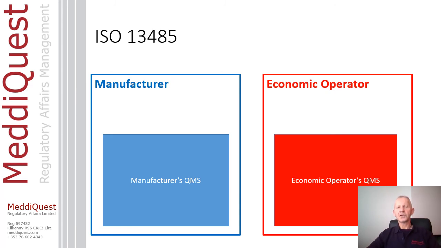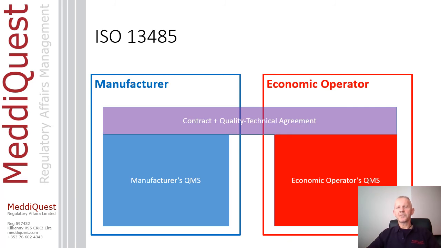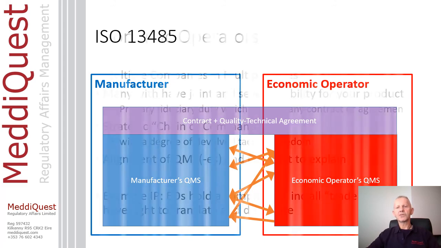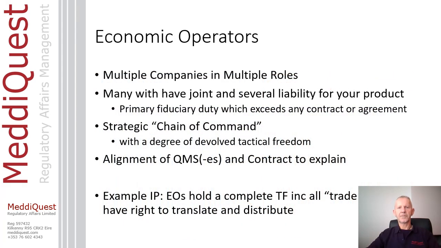So for a lot of the situation, what we have to look at is economic operators having their own quality management system and a manufacturer putting in place a contract with a quality and technical agreement that defines the communication between the economic operator's QMS and the manufacturer's QMS and deals with the assignment of roles. So there may be multiple companies in multiple roles.